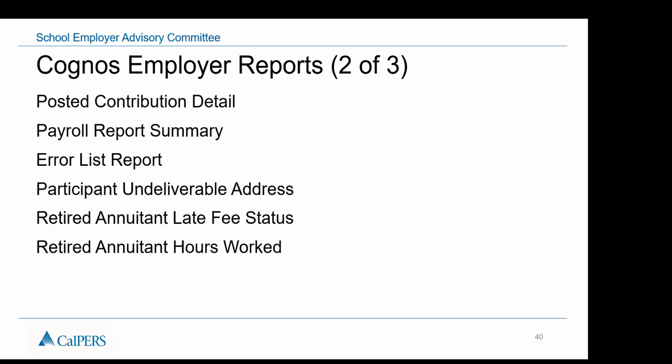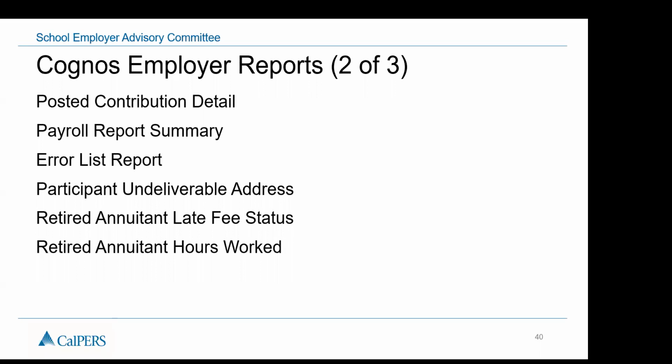Next, we have the posted contribution detail report. This will view a participant's reported contributions for a defined period. This report displays details of earnings and compensation, special compensation, 1959 survivor contributions reported for a participant within a selected date range. Next, we have the payroll report summary. View a receipt of your posted payroll. This report displays payroll statistics and financial information for a specific regular earned period or adjustment report.